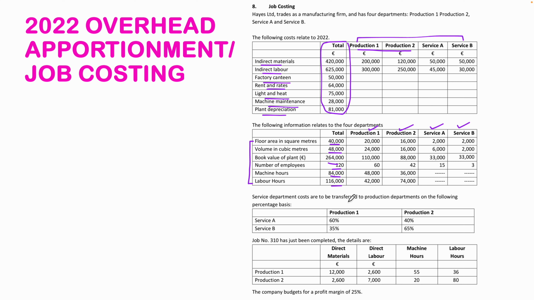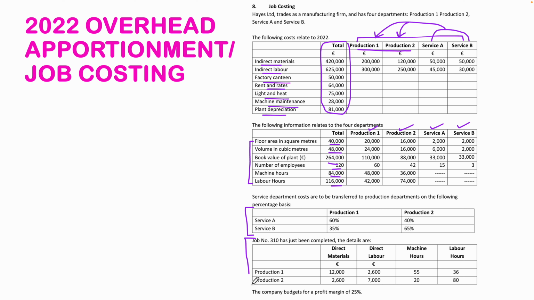Okay. Then it says service department costs are to be transferred to production departments on the following percentage basis. So service here, they're secondary to the production departments. Any costs that we incur in the service departments will have to be put into Production 1 and Production 2, because service departments don't make the money. They cost the company money. The only departments that make the company money, really, are the production departments, because they're the ones producing the goods. Okay, so that's what this is about here. So it's just telling us how we're going to split that up.